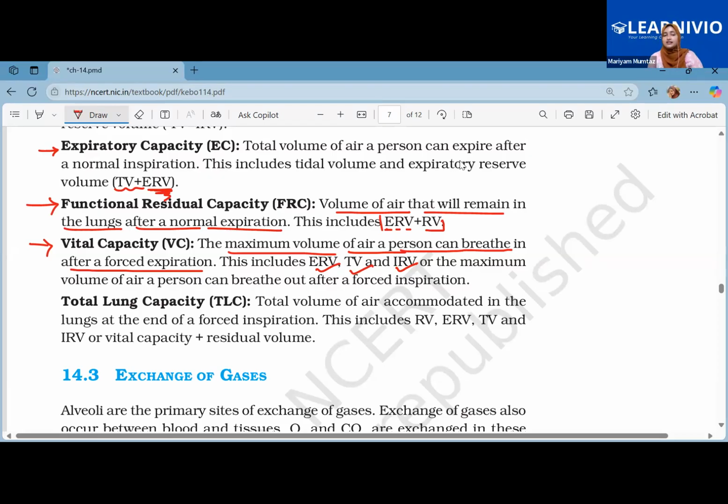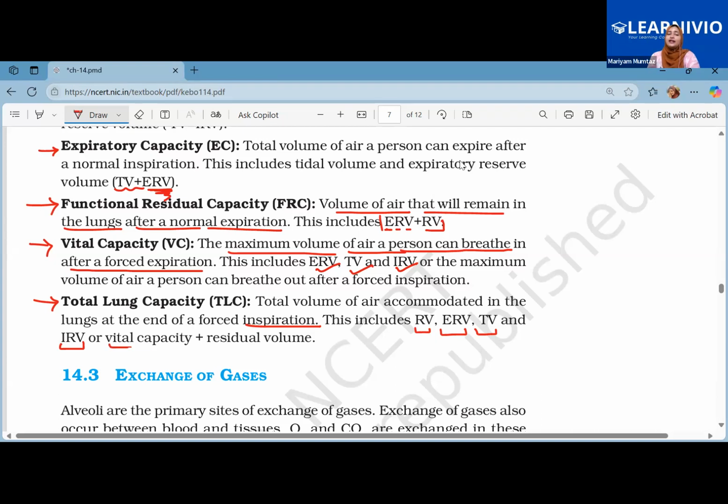Clear? And the last capacity is the total lung capacity, meaning once the forced inspiration is done, you're taking a deep, deep breath in. The amount of air that can fit in your lungs will be the total lung capacity, which will include the RV, ERV, the tidal volume, inspiratory capacity. All of the volumes together will be your total lung capacity.